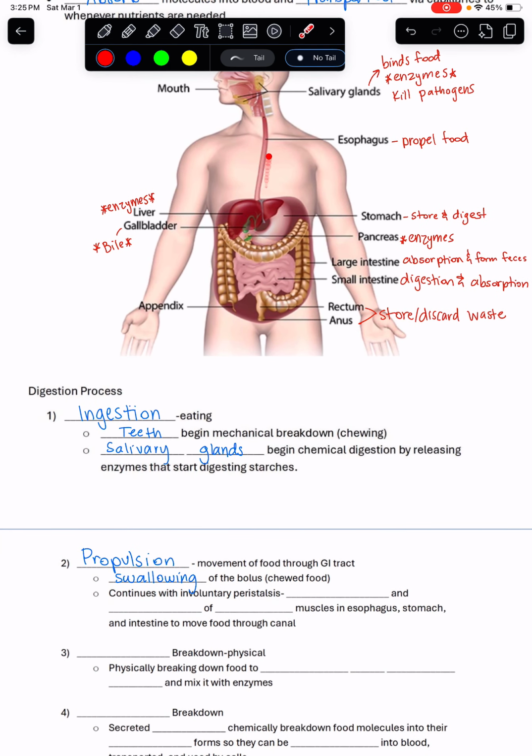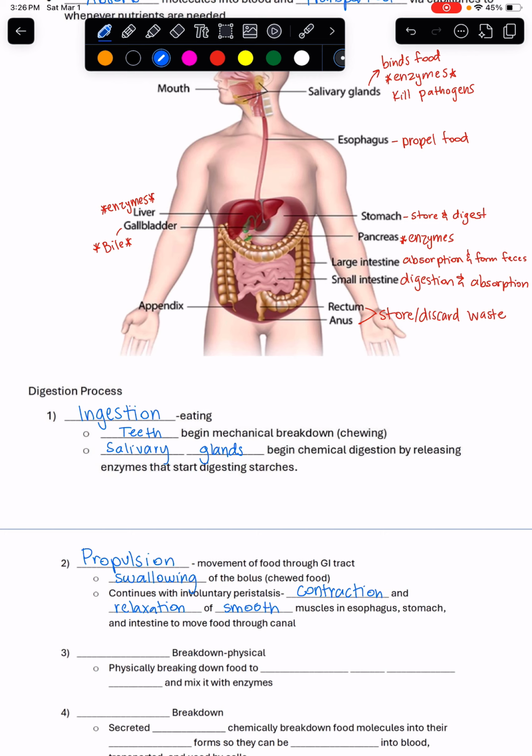Here's our esophagus. We're going to swallow, propel the food down, and it continues with involuntary peristalsis, which what that basically means is that our muscles are going to go through a contraction and relaxation to move our food. So what peristalsis is, is contraction and relaxation of smooth muscle in the esophagus, stomach, and intestines to move the food through our canal or throughout our entire digestive process.